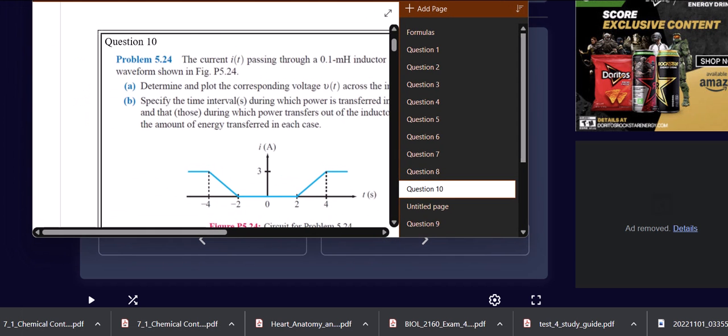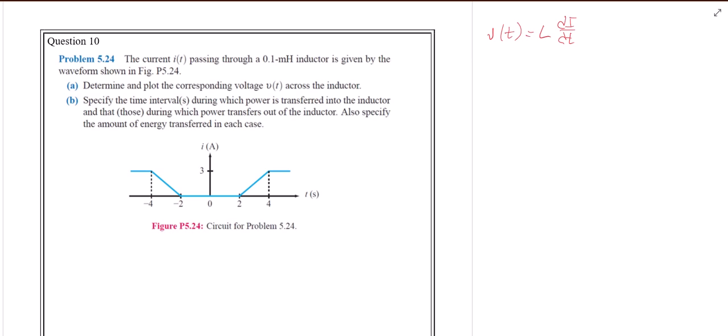So what we can do is find the slope in different places, because the derivative, the slope of a curve, gives you the value of the derivative. So for t less than -4, you can see we have a horizontal line, which means that the slope, di dt, is equal to 0. So for t less than -4, v of t equals 0.